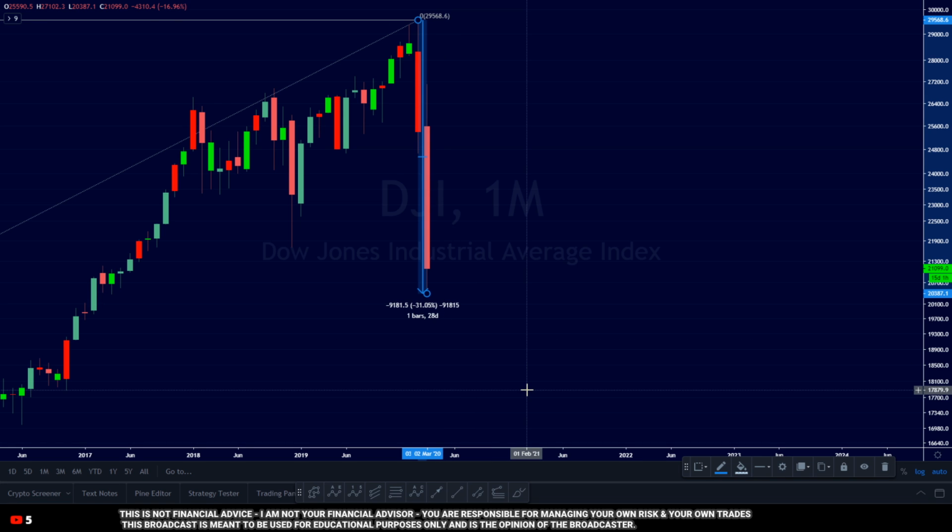I don't want to look at how many points we're down. I want to look at percentages, because percentages are more relative than points. If I said we were down 9,200 points, then going all the way back to 1929, it wouldn't make any sense, because we would be at negative 8,800 points. So we have to look at it on a percentage basis. We've dropped 31% in about a month, and we're only a month into this.